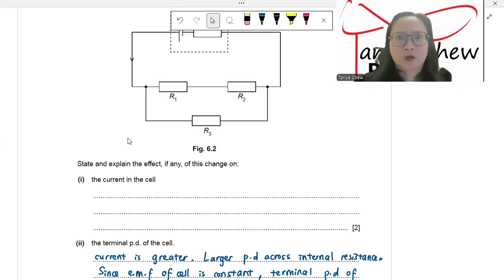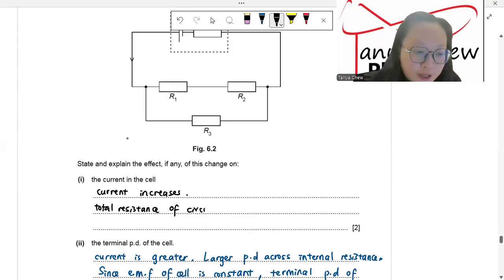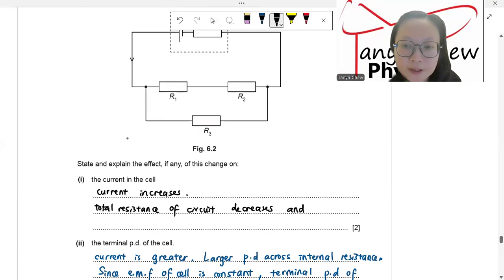So when the total resistance of the whole circuit is decreasing, I didn't change the cell. The cell is the same. Therefore, the EMF, the PD of the cell is still the same. What happens to the current? Smaller resistance, less resistance, more current will flow. So I would say that the current increases. Why? Because the total resistance of the circuit decreases and EMF is constant.